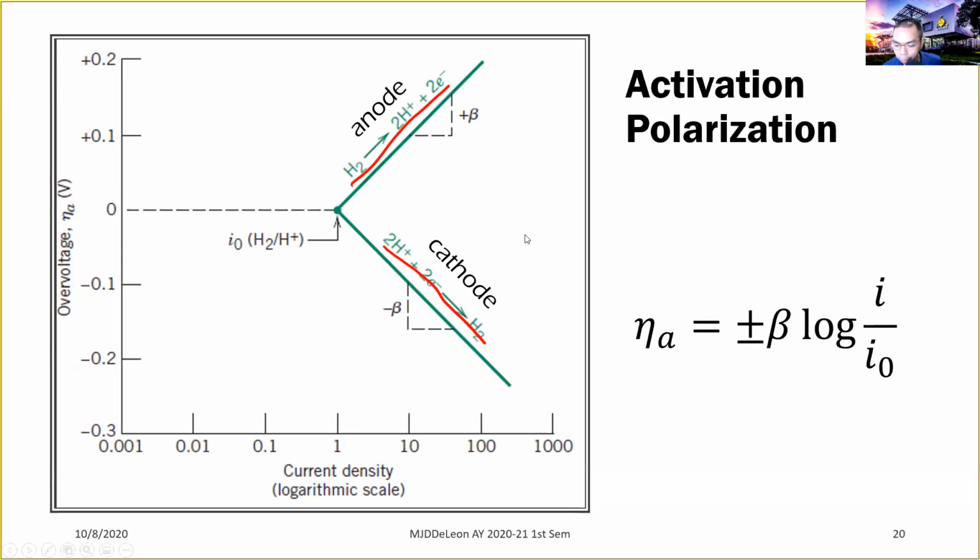May tanong ba kayo? Yung tanong po. Go. So hindi po ganyan yung graph na both anode at cathode magpapakita at the same time? Anong hindi ganito yung graph? Like, for example, kasi di ba bibigyan ka ng equation na eta equals plus beta. So yung makikita mo lang sa graph, yung anode lang. Yes. So hindi ganyan dapat na dalawa.